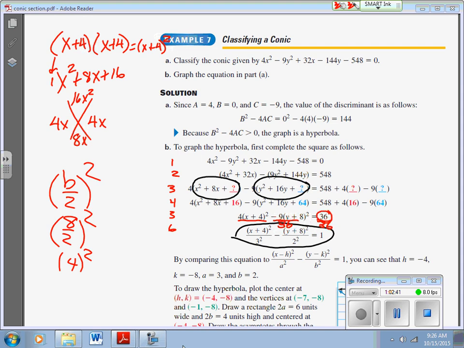Over here, that's 4 over 36. Simplify that and you get 1 over 9, right? But is 9 the same as saying 3 squared? Can you put either one? You can put a 9 there, and these are going to tell us how far it is.